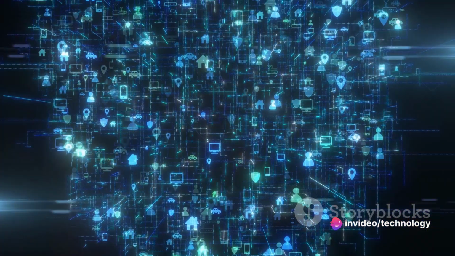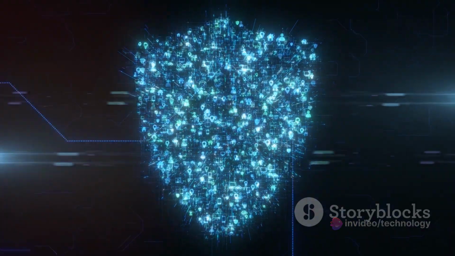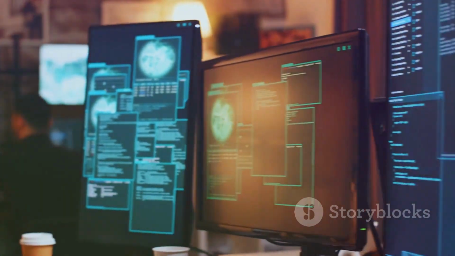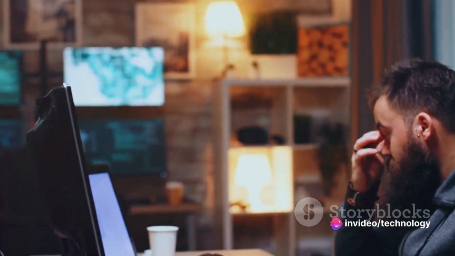Because peer-to-peer networks distribute control among all users, they can be more vulnerable to cyber attacks. There's no central authority to oversee security, and every user is a potential weak link. If one device is compromised, the whole network could be at risk.